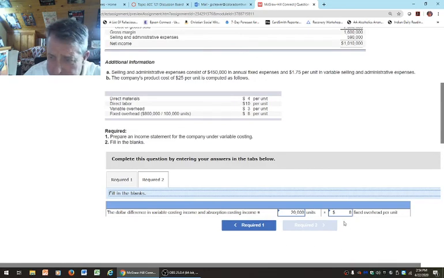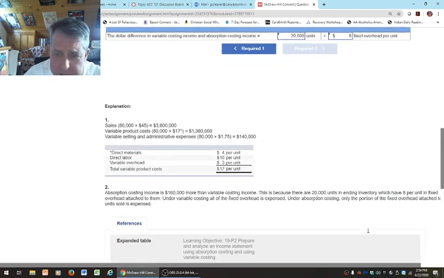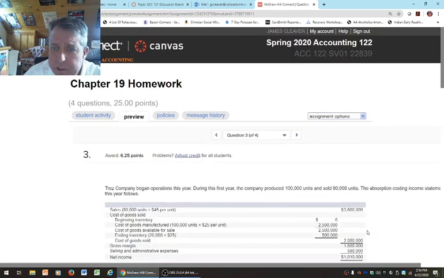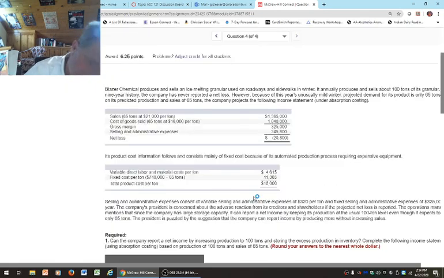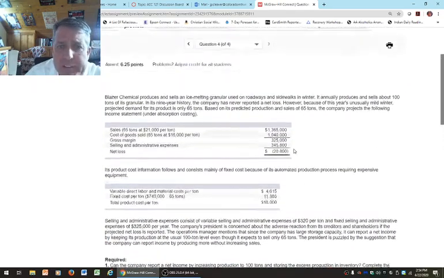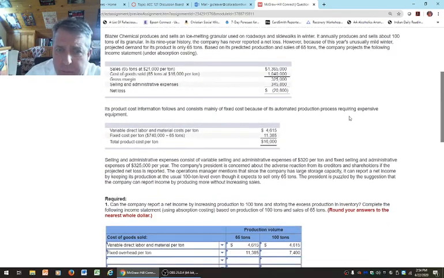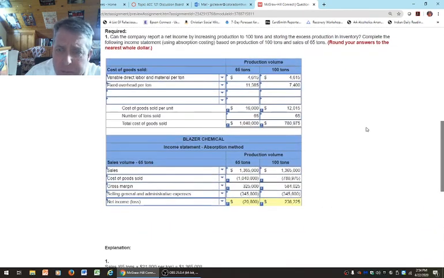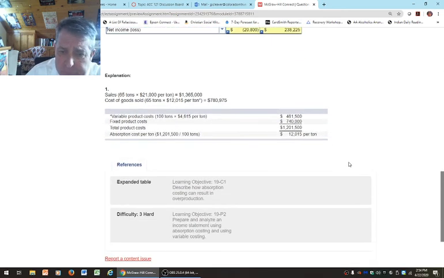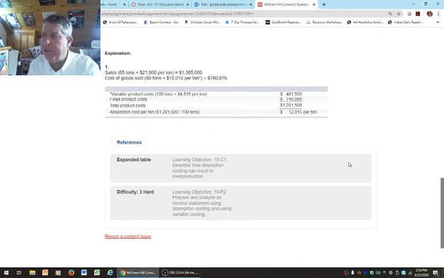Fill in the blanks here. 20,000 units at 8 overhead, right? Yes. Okay. And number 4. Here's my stuff. Blazer Chemicals. There's how it came out. COGS. And a little income statement for the absorption method. And here we are with explanations.